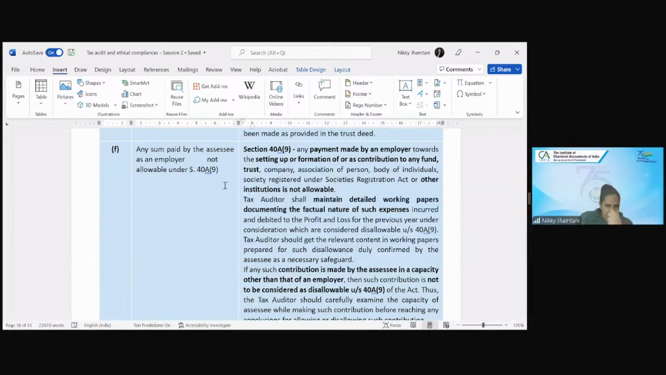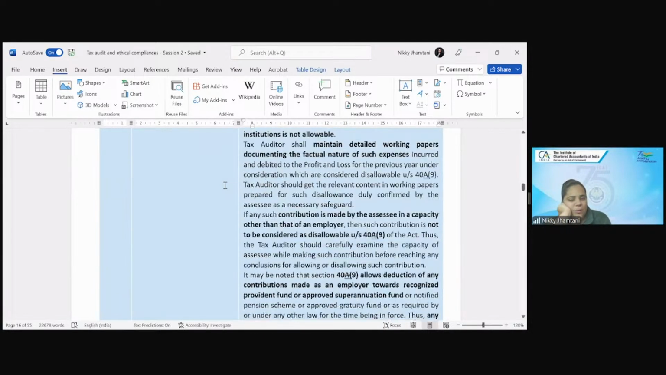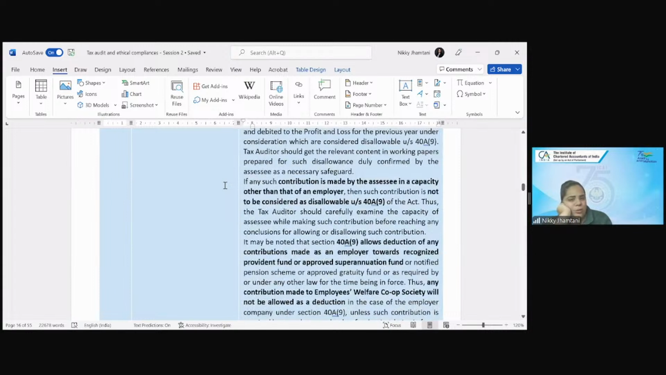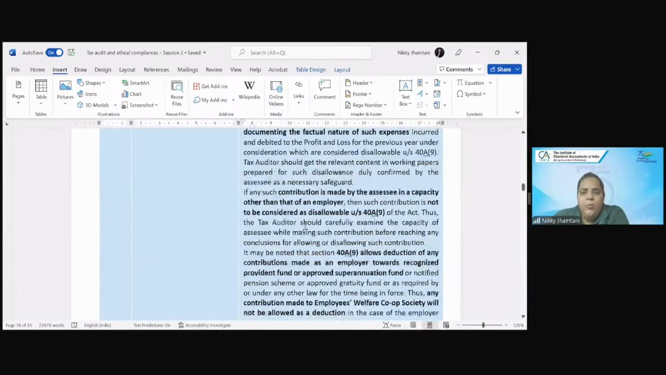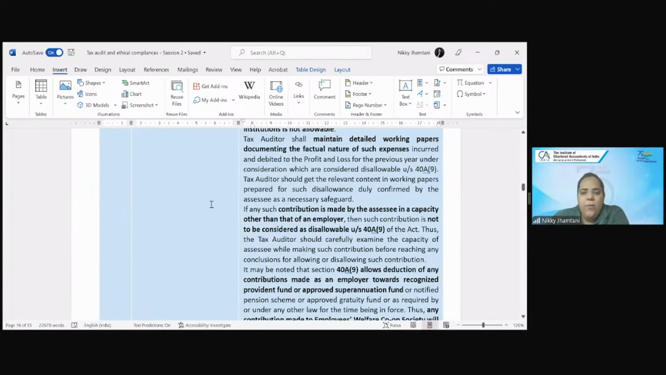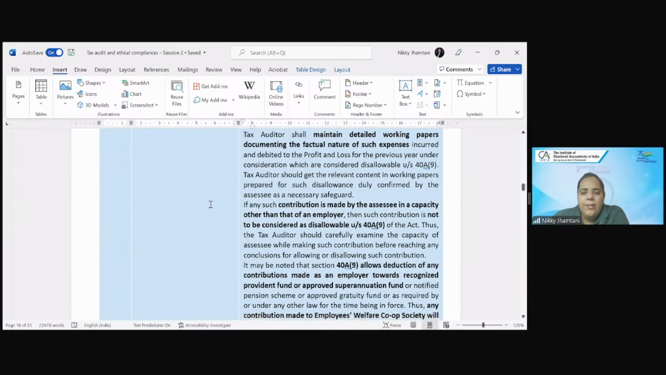Tax auditor shall maintain detailed working papers documenting the factual nature of such expenses incurred and debited to the P&L for the previous year under consideration which are considered disallowable under 40A(9). Tax auditor should get the relevant content in working papers prepared for such disallowance, duly confirmed by the assessee as a necessary safeguard.